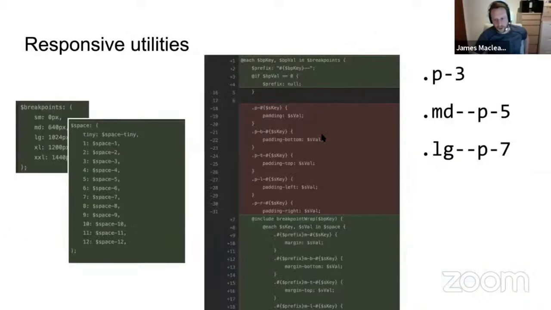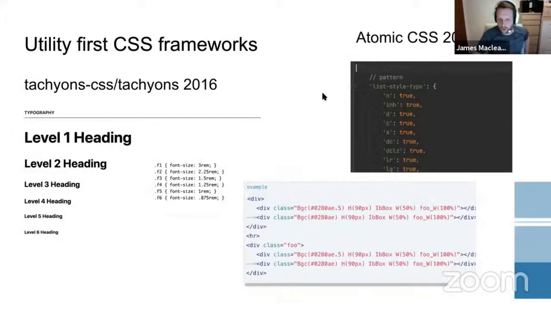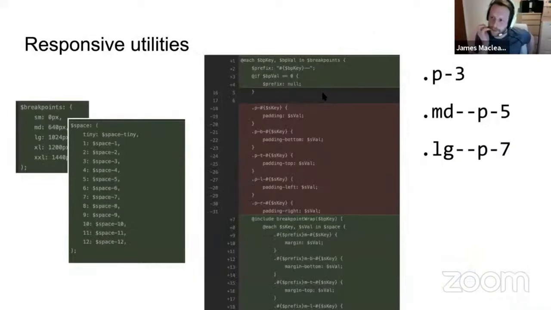Although Tachyons was quite good at the time, some people hated it because it had unsemantic classes, and it wasn't responsive, or it was only responsive in a limited fashion, in that if your initial values were responsive values, then it would be, but you can have really responsive, where things are relatively different on different viewports.